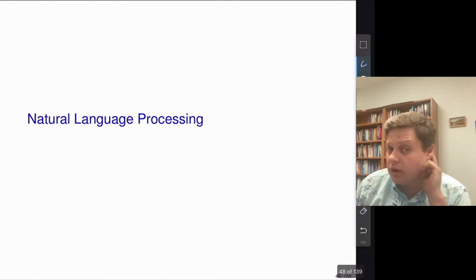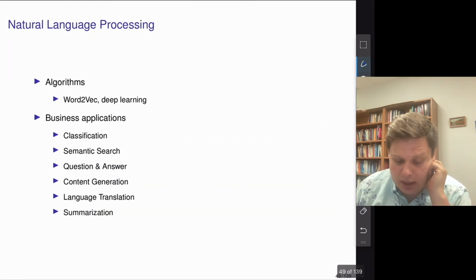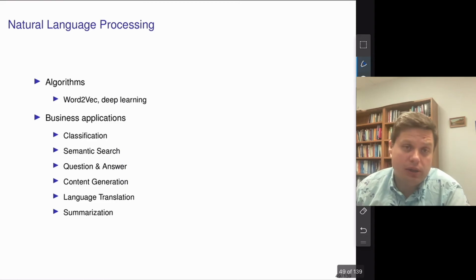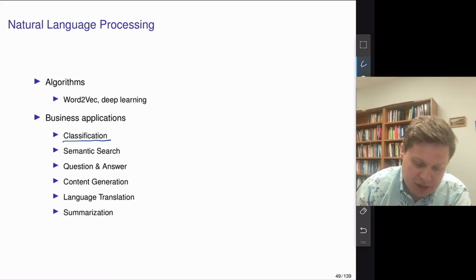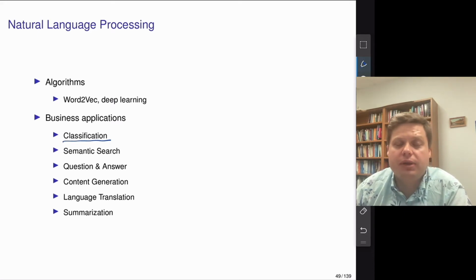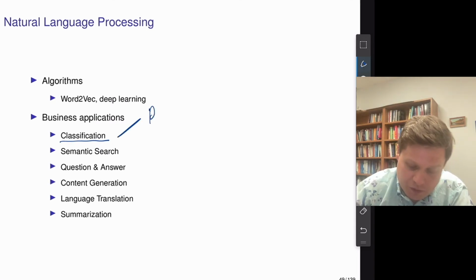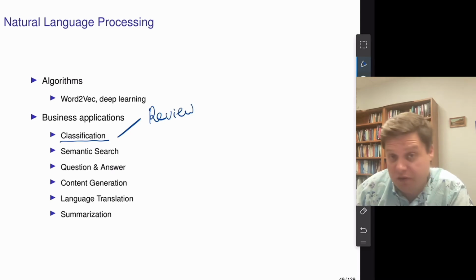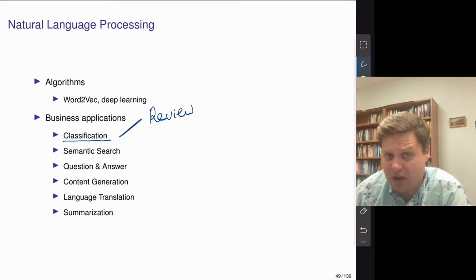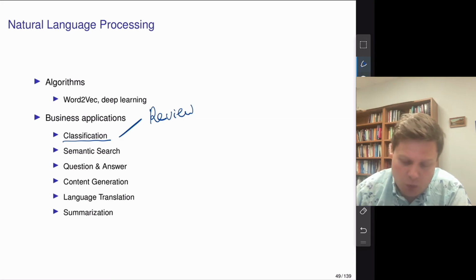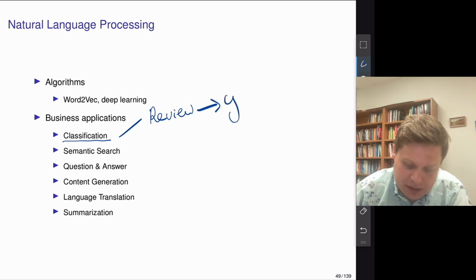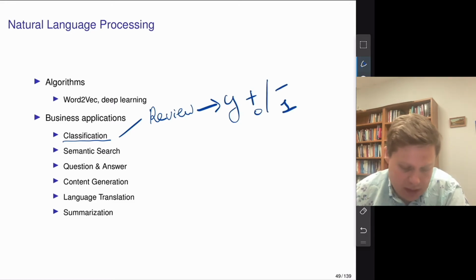Okay, so let's talk about natural language processing, one more application of deep neural networks. And we're going to talk about specific algorithms and business applications. So again, we have a problem of classification. A typical problem is to classify whether a review was negative or positive. So you take a review for your business, and let's say you have a popular business, so you have thousands and thousands of reviews that people have on the web, and you want basically to predict whether it's positive, label 0, or negative, label 1.